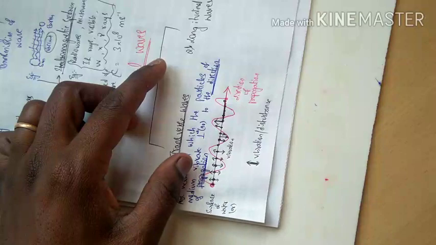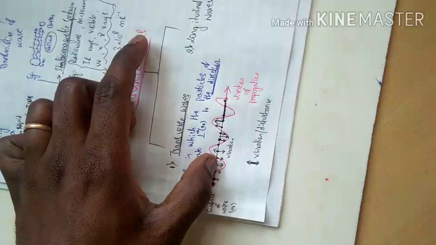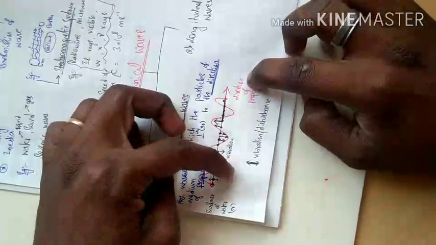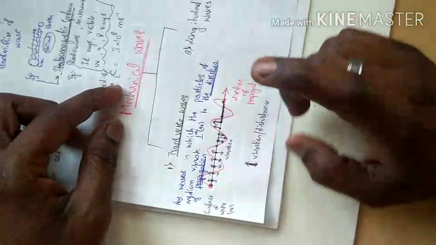All these particles are set into vibration or disturbance, and these vibrations are produced perpendicular to the direction of propagation. This is the wave that is moving, and the particles are vibrating perpendicular to the direction of propagation. These two are acting at 90 degrees. Then this type of wave we call a transverse wave.